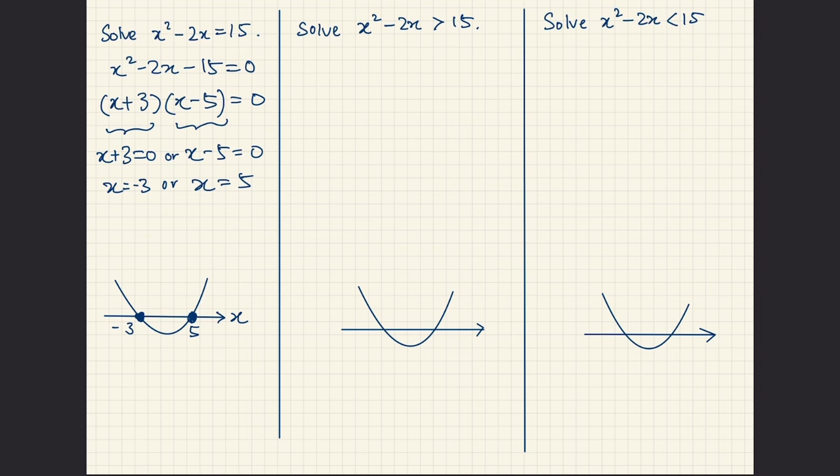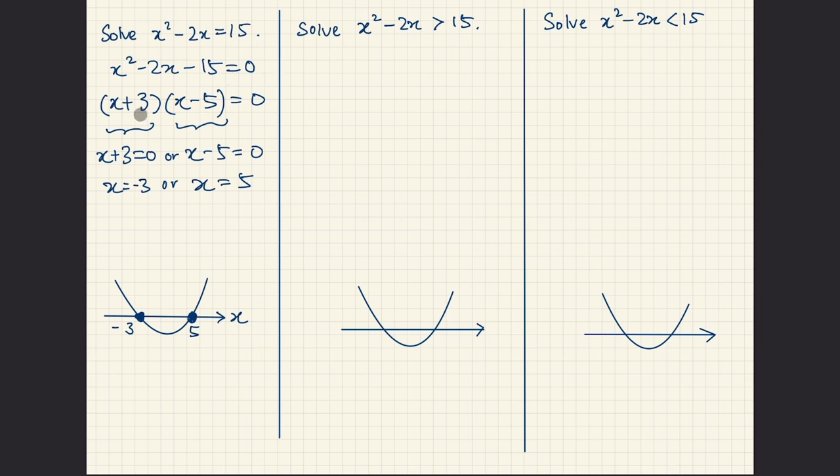Today I'll be talking about solving quadratic inequalities, but first I'll talk a little bit about solving quadratic equations. In the example on the left, we have: solve x squared minus 2x equals 15. The right hand side of the equation has to be 0, so subtracting 15 on both sides, I get x squared minus 2x minus 15 equals 0.